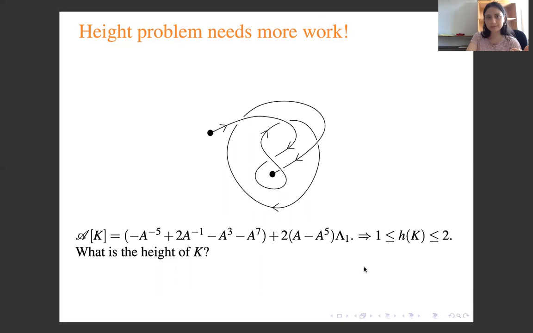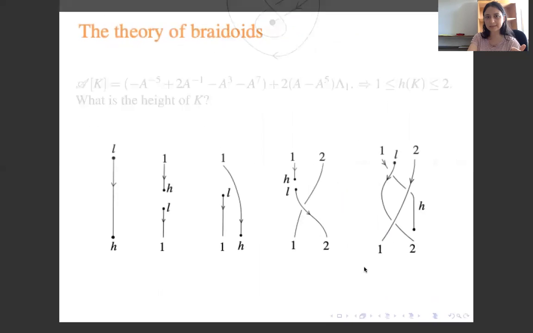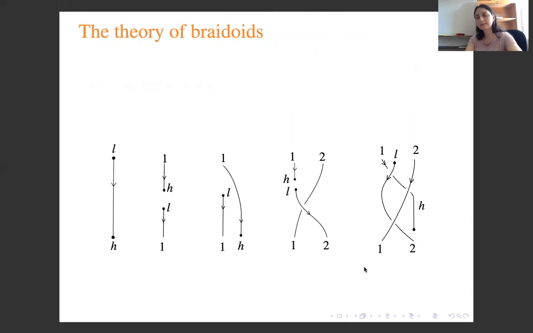But I will just finish the review of knotoids and our work with Luke Kaufman at this point, and I will go into the theory of braidoids in the second part of my talk. So the theory of braidoids was introduced by Sofia Lambrou and by myself, and we see some braid-like objects here that are braidoid diagrams.